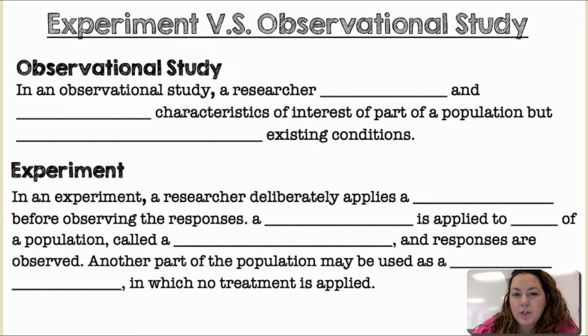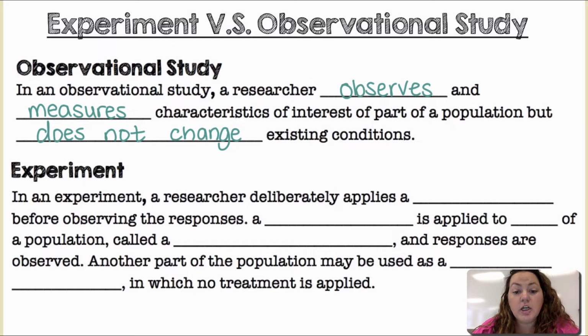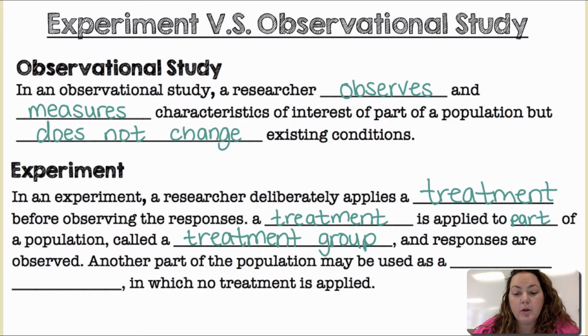Well, we already talked about an observational study a little bit. In an observational study, a researcher observes and measures characteristics of interest of part of a population, but does not change existing conditions. In an experiment, a researcher deliberately applies a treatment before observing the response. A treatment is applied to part of a population, called a treatment group, and the responses are observed. Another part of the population may be used as a control group in which no treatment is applied.